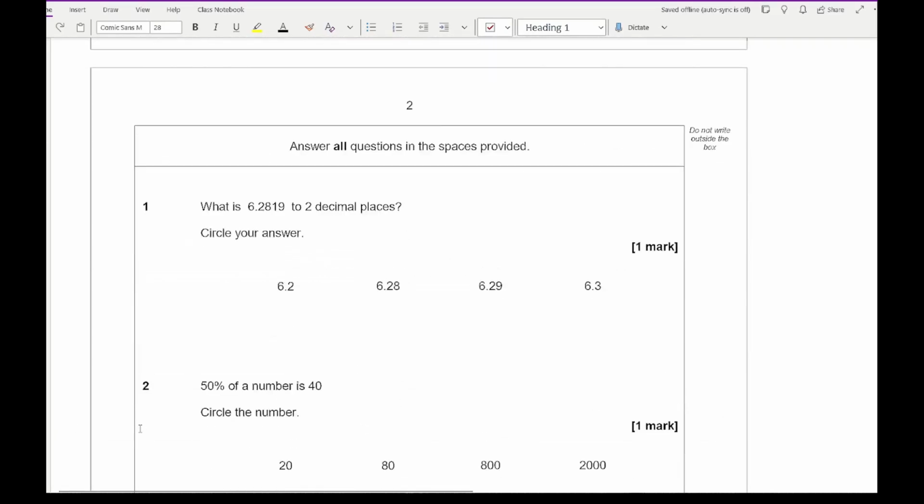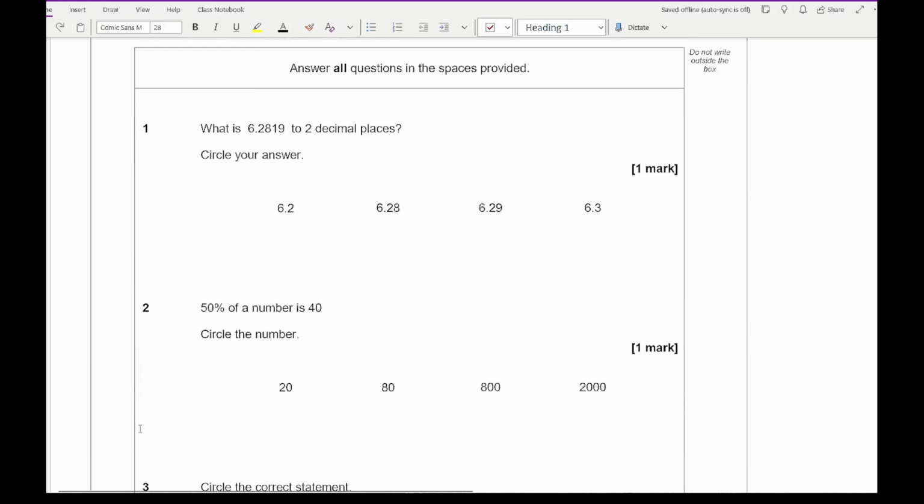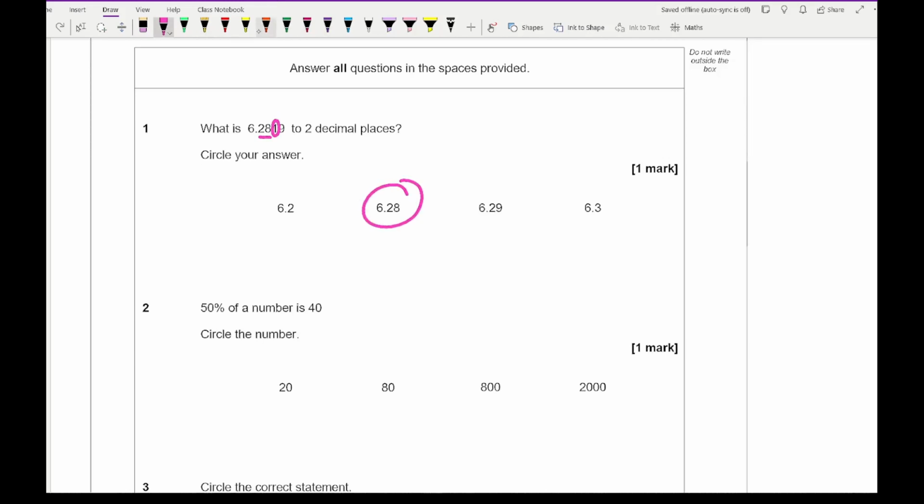Looking at question 1, it says what is 6.2819 to 2 decimal places? All we need to do here is round to 2 decimal places, so it's 28. The number next to it is a 1, so the 8 stays the same, so it's 6.28.